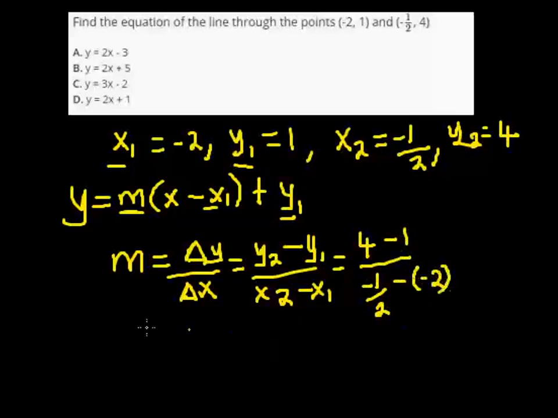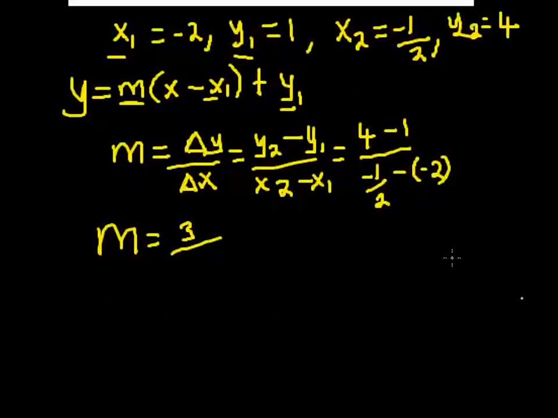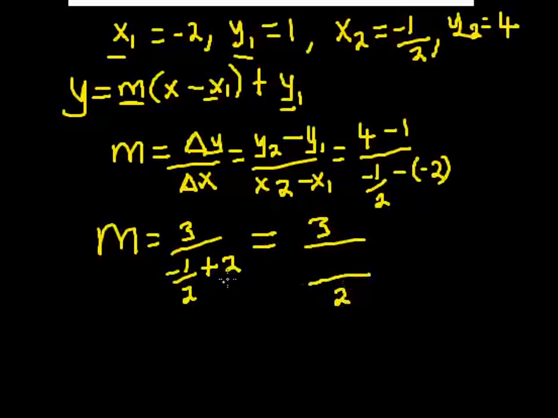Let's go there. So 4 minus 1 is 3, all over minus half, and minus times minus is plus, so plus 2. We simplify: the LCM is 2. 2 divided by 2 is 1, 1 times minus 1 is minus 1; 2 divided by 1 is 2, 2 times 2 is 4. So this is equal to 3 over minus 1 plus 4, that's 3 all over 3 over 2.